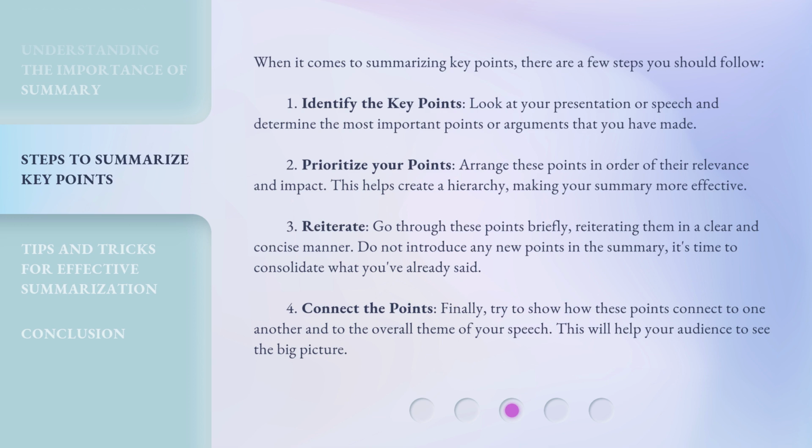3. Reiterate. Go through these points briefly, reiterating them in a clear and concise manner. Do not introduce any new points in the summary. It's time to consolidate what you've already said. 4. Connect the points. Finally, try to show how these points connect to one another and to the overall theme of your speech. This will help your audience to see the big picture.